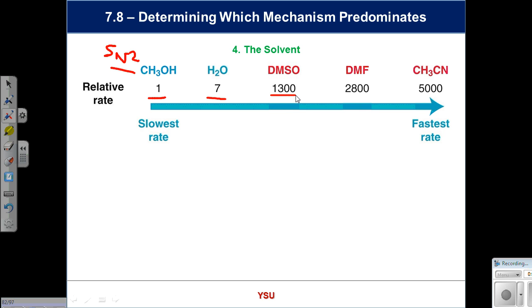DMSO, I'll show you the structure in a second, is very, very fast. Something about DMSO is allowing this reaction to go a lot faster. DMF, you will know them by the acronyms, you'll also know them by hopefully the structures. DMF allows this to go much faster, okay? And then thinking about things like acetonitrile, 5,000 times faster, simply by swapping the methanol that we started with, which is not too different in structure, for this CN group.